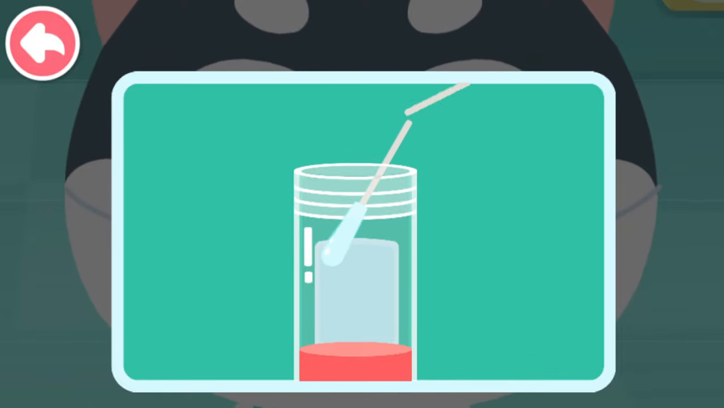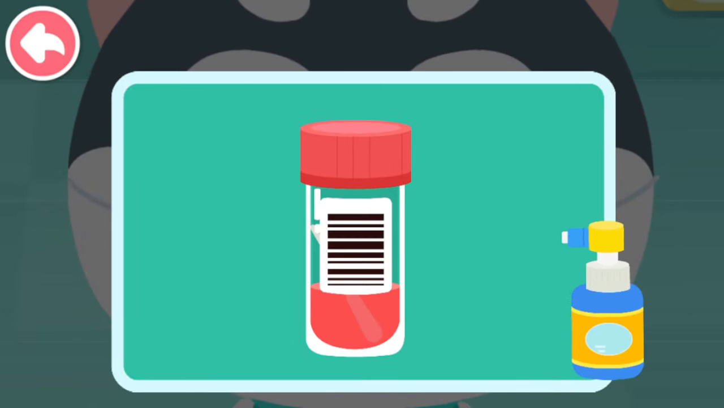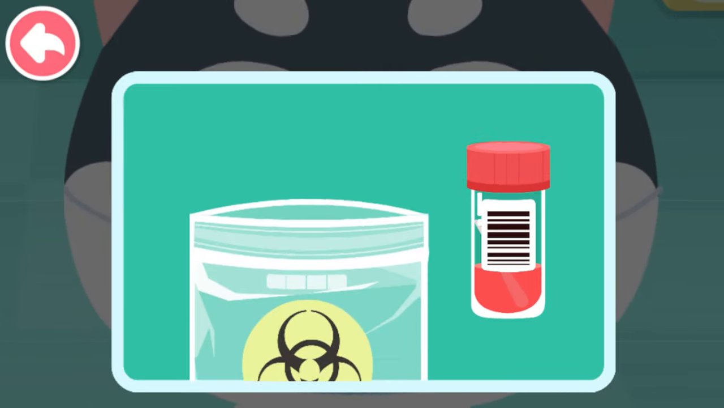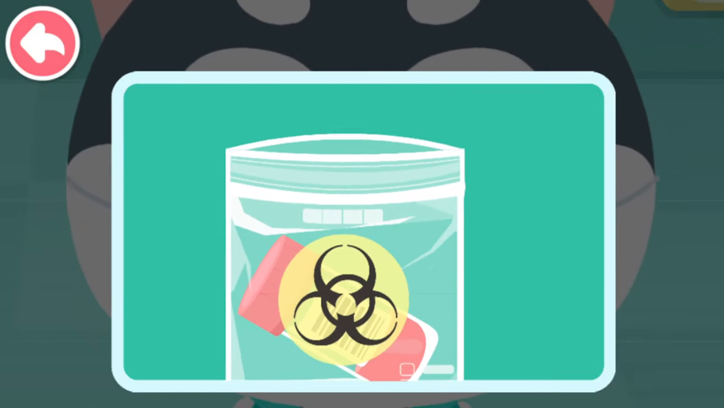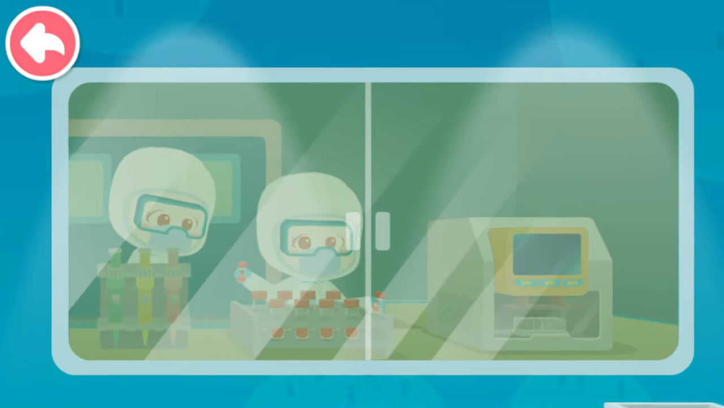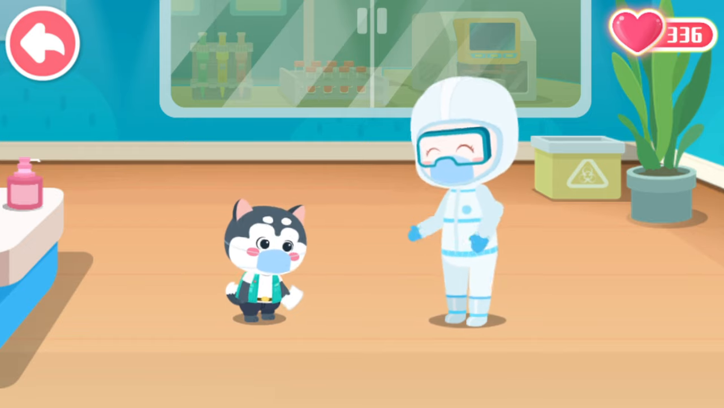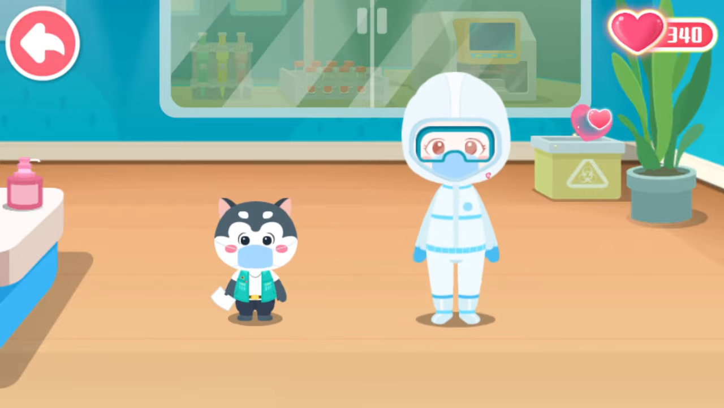Store the swab in the test tube. Use the alcohol spray to sanitize the test tube. Sample completed. You can send the sample to get tested. The test result is normal, but you still need to wash your hands frequently and get fresh air to avoid infection. Yeah, thank you so much!